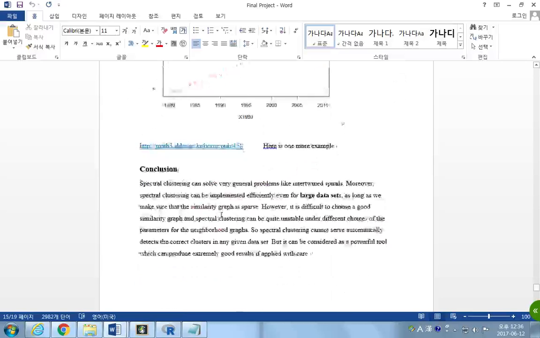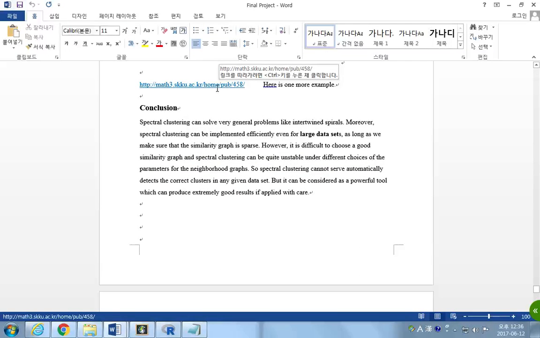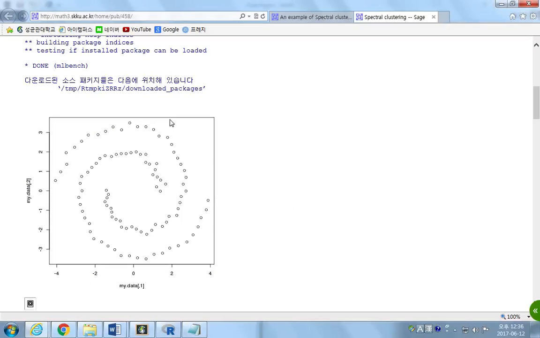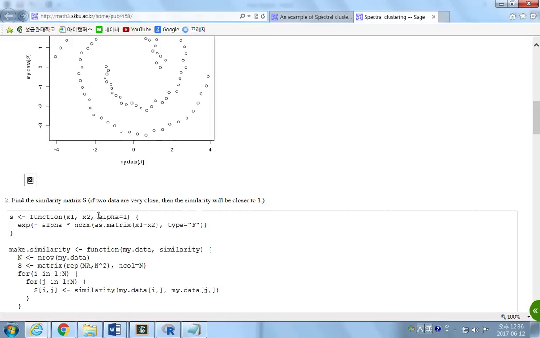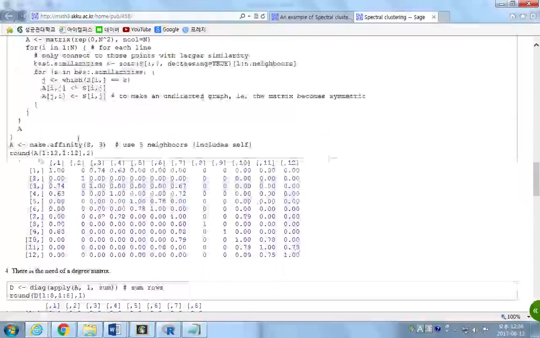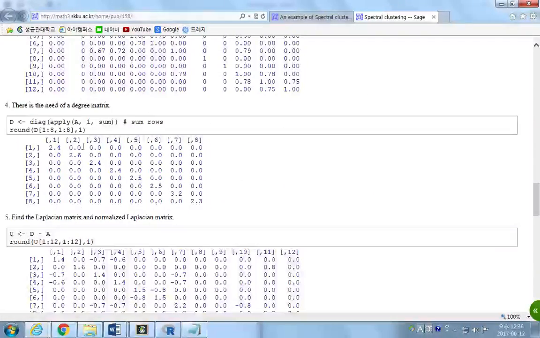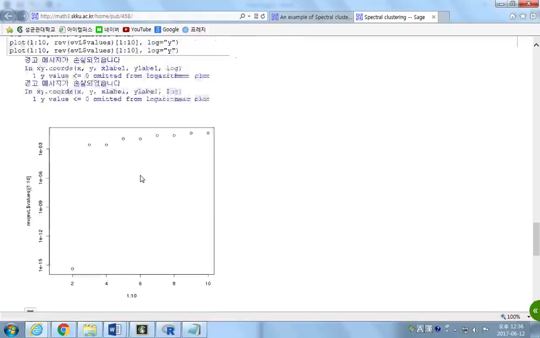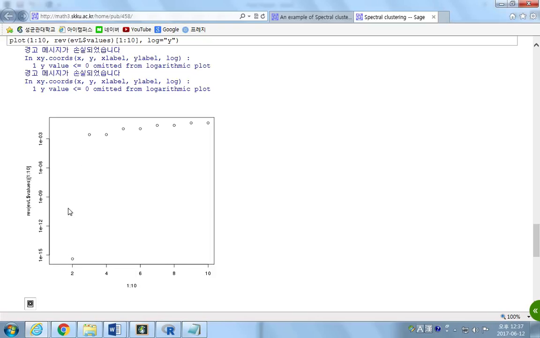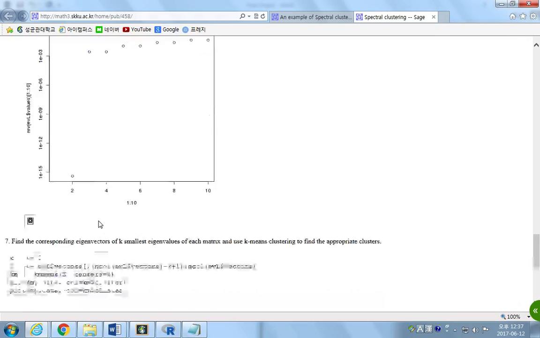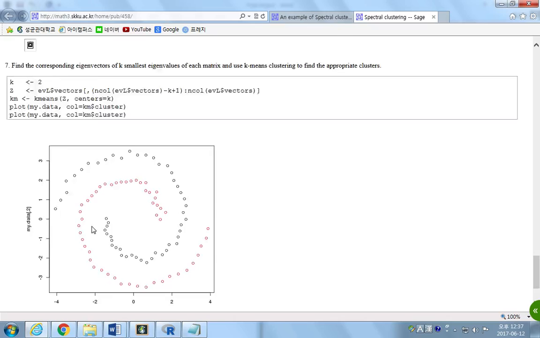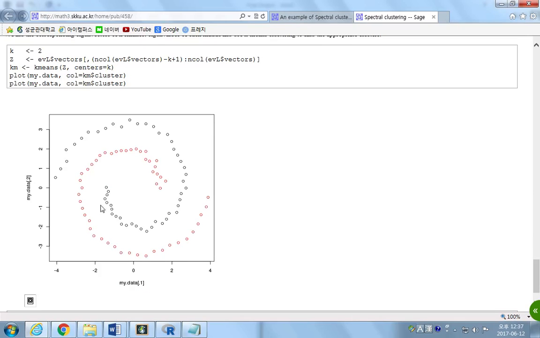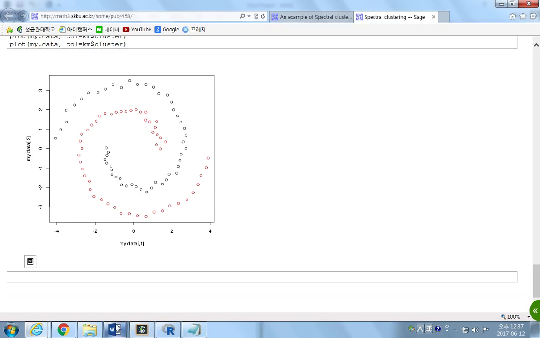Here is one more good example. The data set is like this. Then our similarity matrix is like this, and the diagonal matrix, Laplacian matrix, and eigenvalues are this. There is a big difference, so we should choose K is 2. Then the last result is this: this is the first part, this is the second part. The spectral clustering uses this.